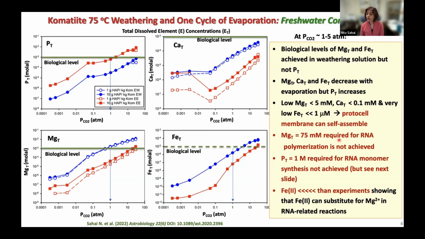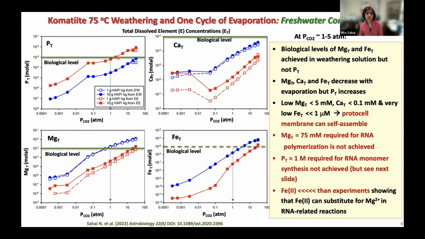However, now that you've got such low magnesium and iron, doing RNA polymerization is going to be very difficult by either the RNA template method that Szostak uses or by the montmorillonite method that Ferris used. They both required 75 millimolar magnesium. So we have a problem here in terms of how to do RNA polymerization at low magnesium concentrations.